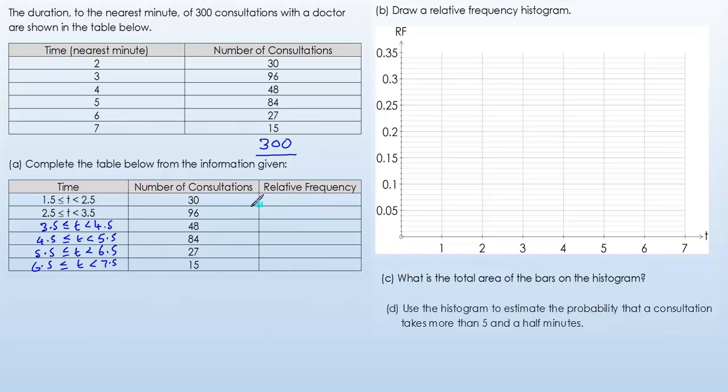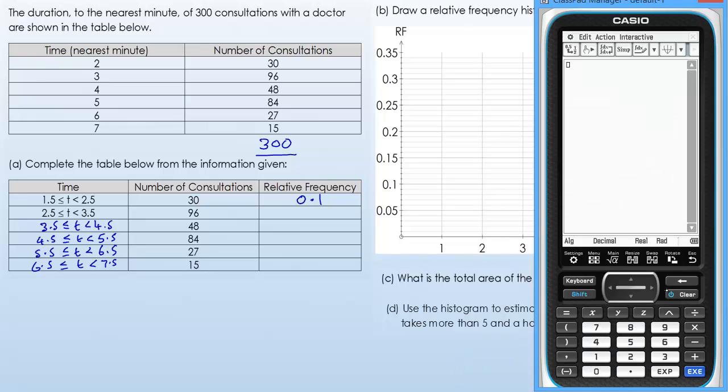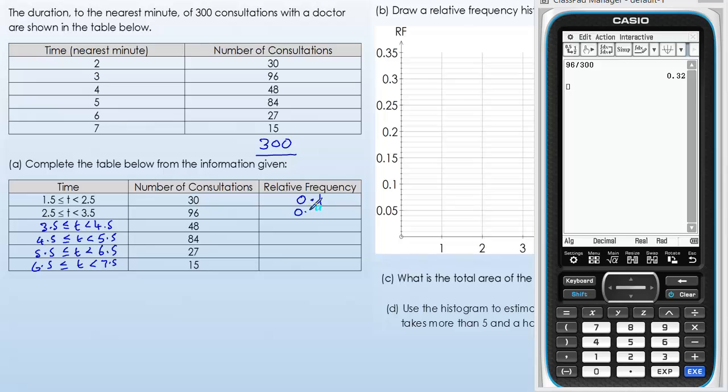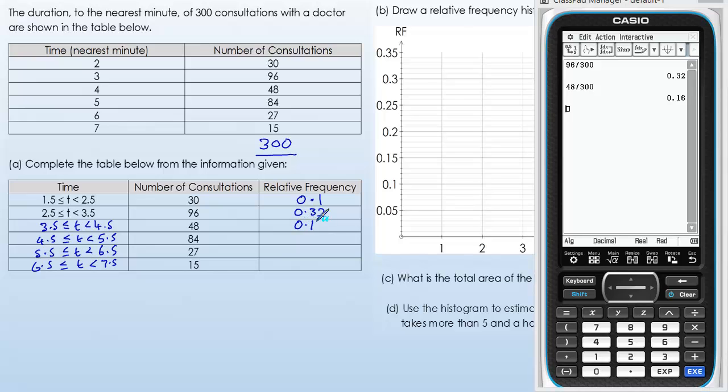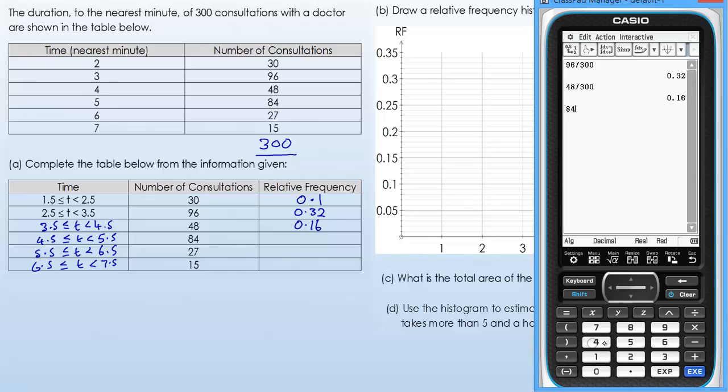We now want the relative frequency. So that's the frequency divided by the total. Well, the first one is clearly 0.1. I might need the calculator for some of the others. So we have 96 divided by 300. So that's 0.32. 48 divided by 300 is 0.16. 84 divided by 300 is 0.28.